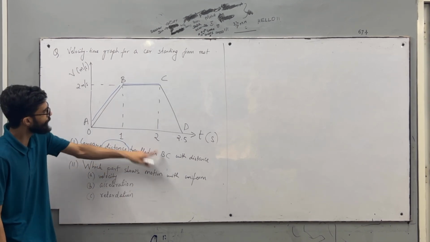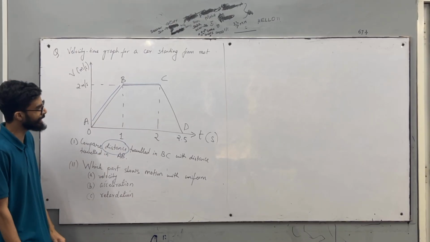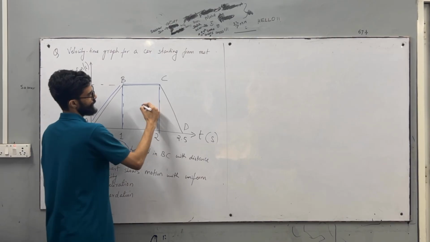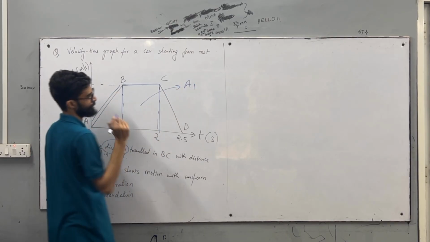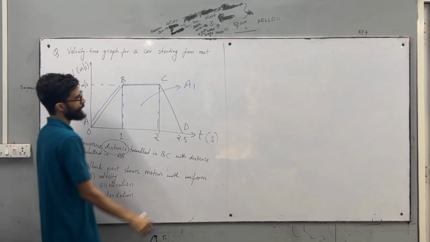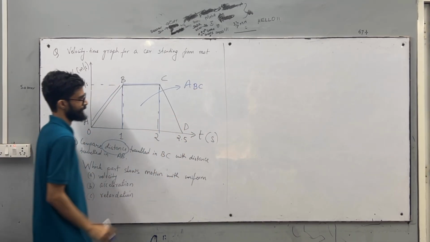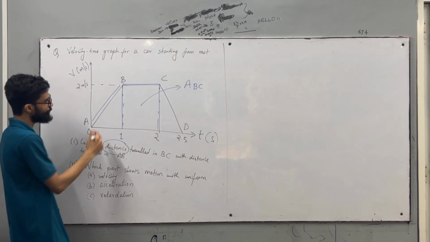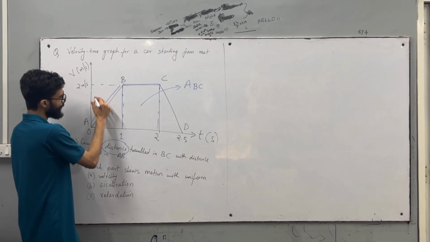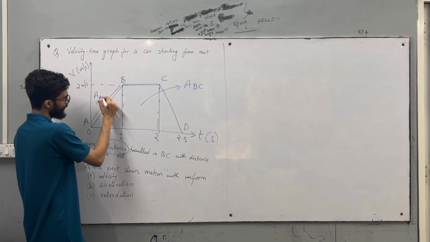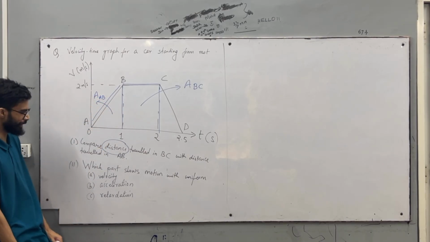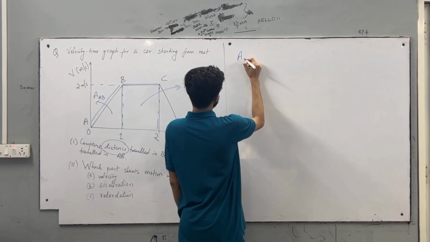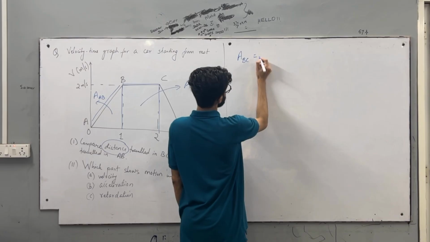So now for BC will I need this square का area? Suppose let's call this A1 या फिर area of BC. And for distance traveled in AB, will I need this triangle का area? Let's call it area of AB. चलेगा? So let's find area BC.